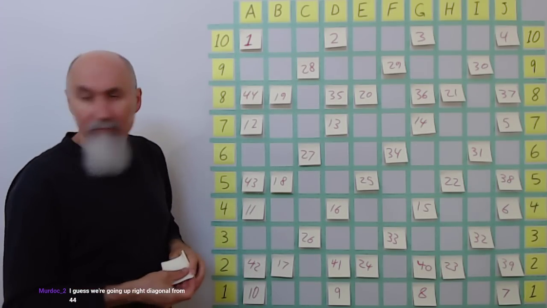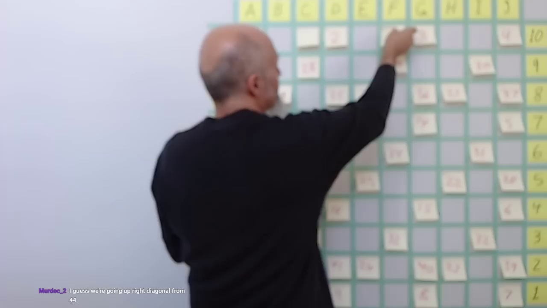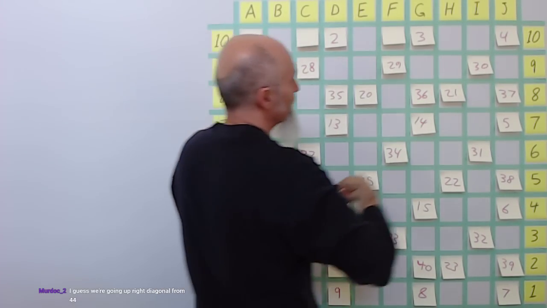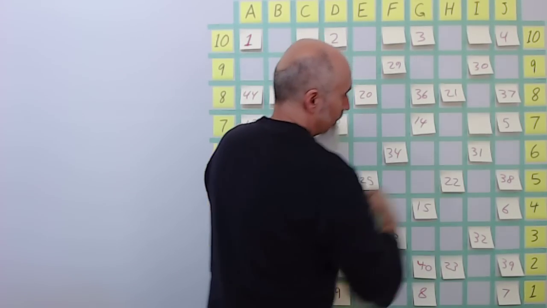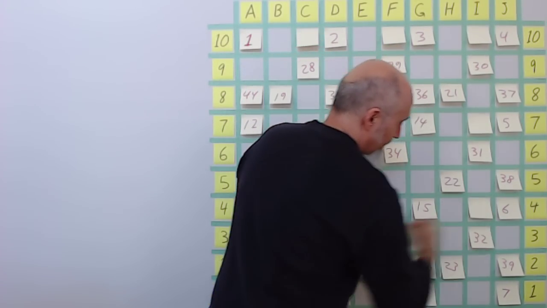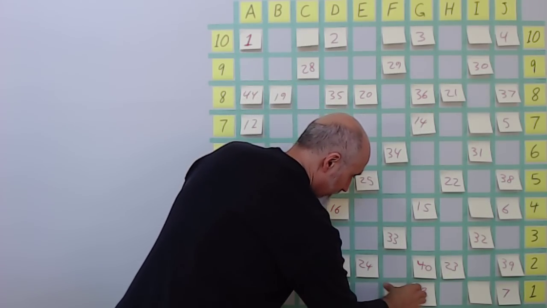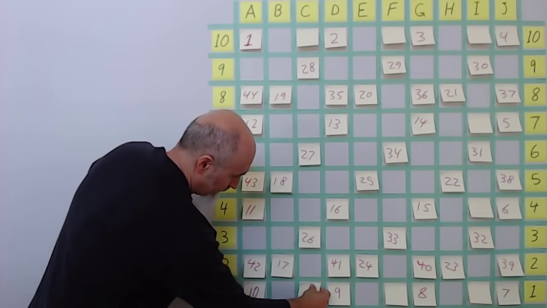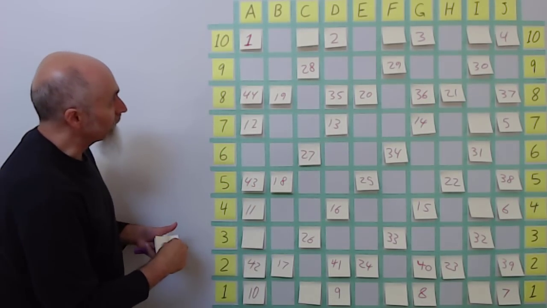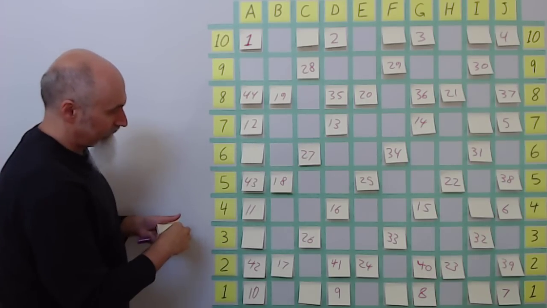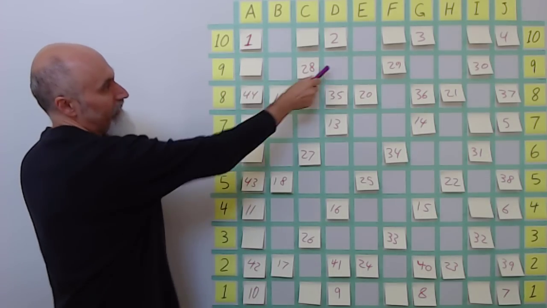44, 45, 46, 47, 48, 49, 50, 51, 52, 53, 54, 55, and then we're going to decide where we're going to go, which is here or here.